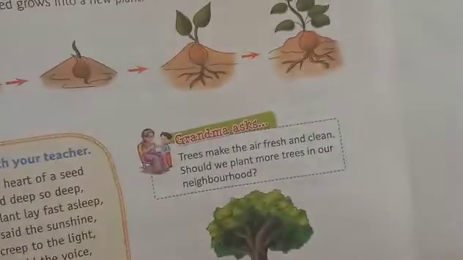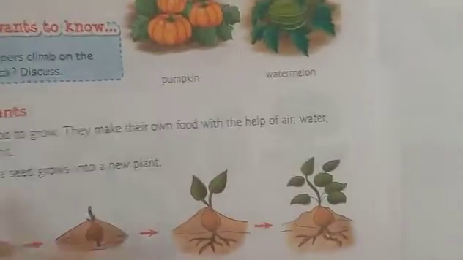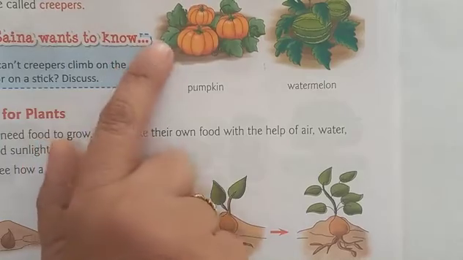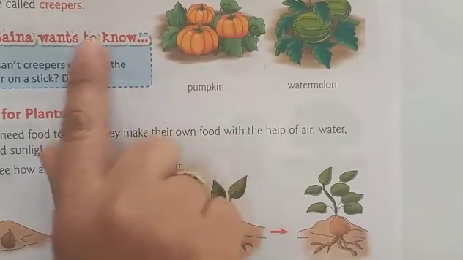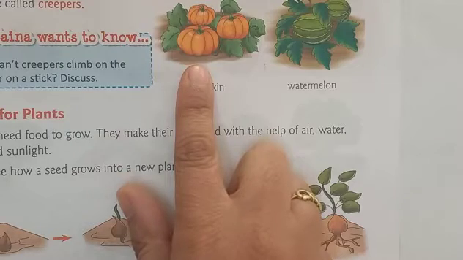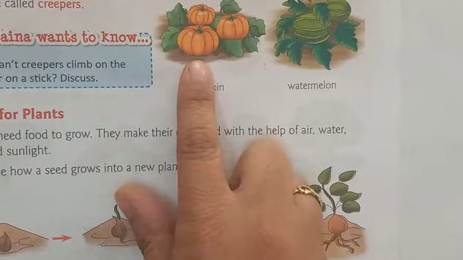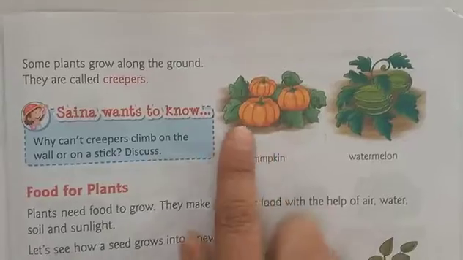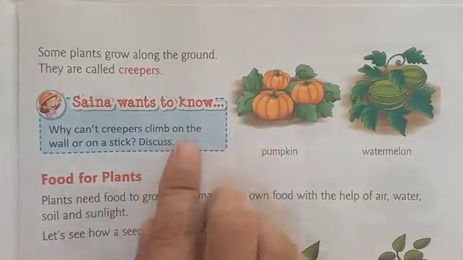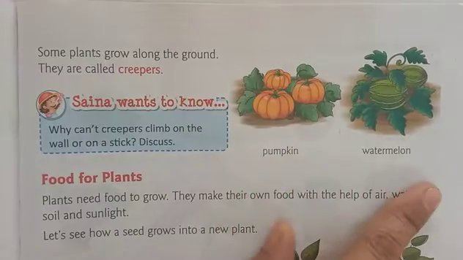Now page number 81. Some plants grow along the ground. They are called creepers. They creep on the ground. Sometimes they are given the support also so that the fruits do not spoil. So they are creepers. They creep on the ground and grow. Okay. For example, pumpkin and watermelon.